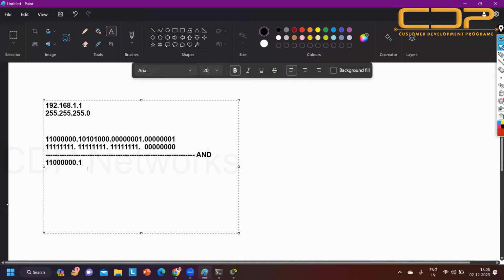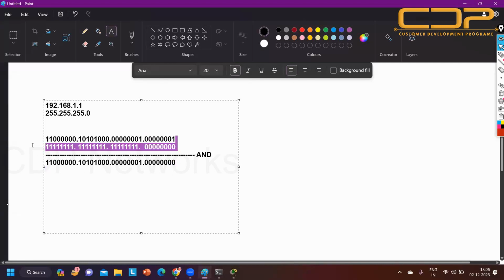10101000. Then 00000001. And in the last octet, I am multiplying these, which means in the subnet mask all bits are 0, so here I will get all 0, eight bits. So this is your network ID. This is what? Network ID.